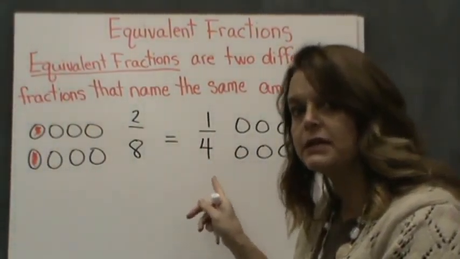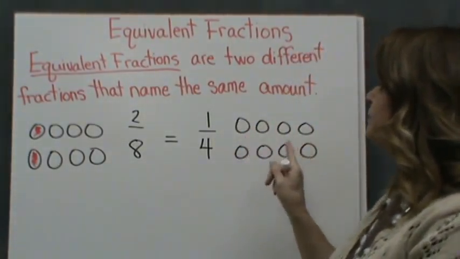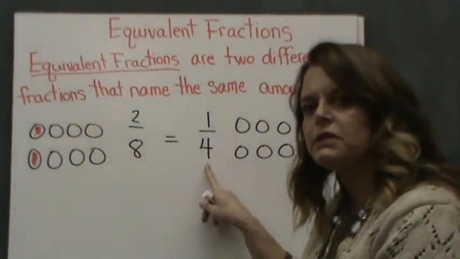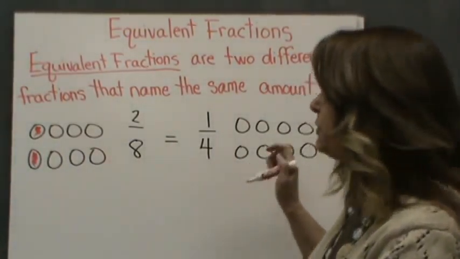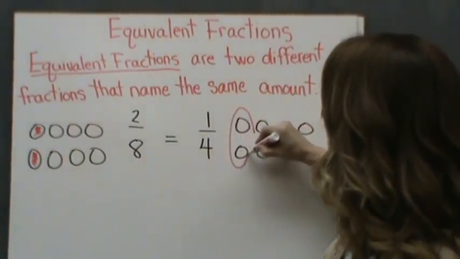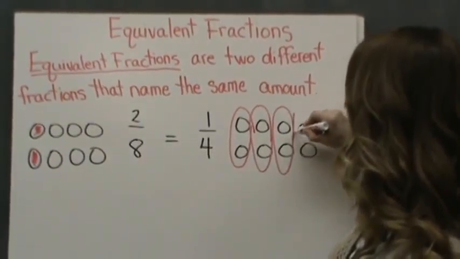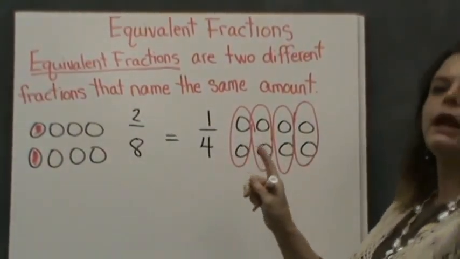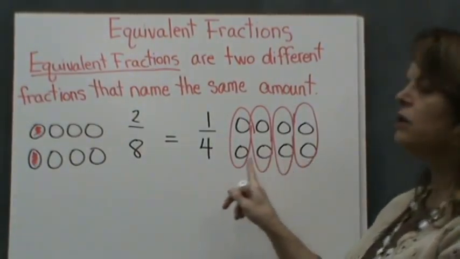1/4, the denominator tells me that it takes 4 to make the whole, but I have 8. How can I put those into 4 equal groups? Well, 8 divided by 4 is 2. So if I put those 2 in a group, then I have 1, 2, 3, 4 groups.